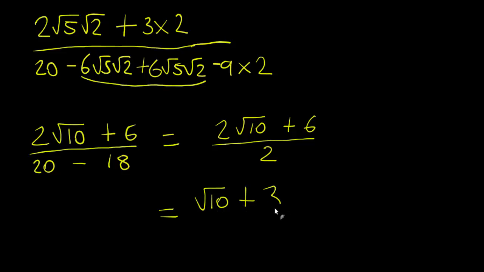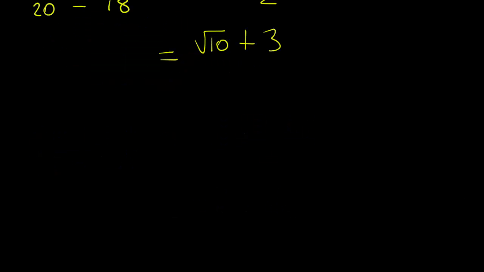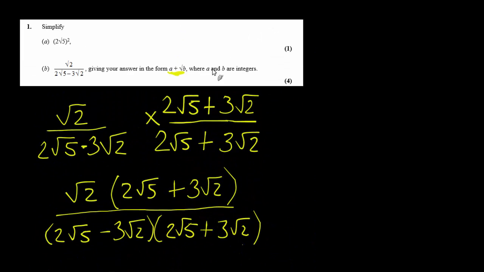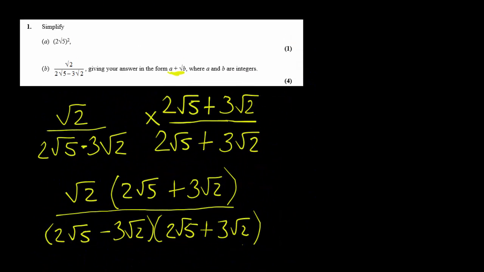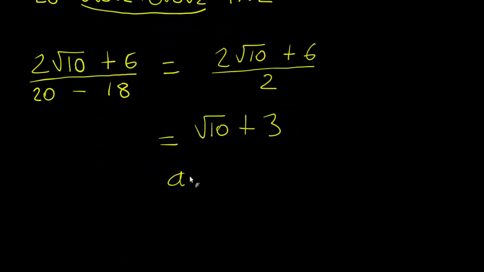So if we head back to the top and have a look at the question, we need to give our answer in the form a plus root b, where a and b are integers. So for that, we're just going to highlight what a and b are. So in our case, a is 3 and b is 10.